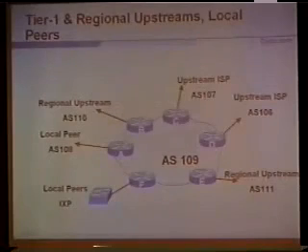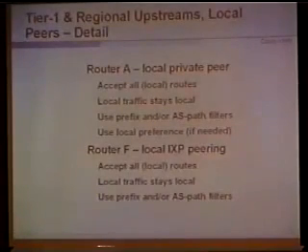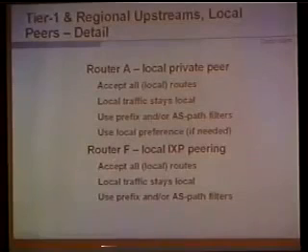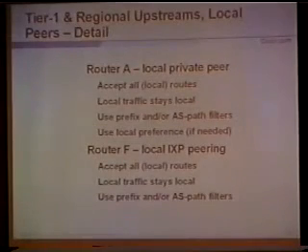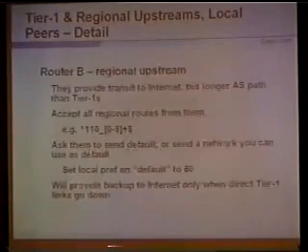So the picture could be something like this. Local peers, regional upstreams, regionals, local exchange point. This is quite common. Now, router A is a local private peer. We accept all local routes as before. It's the same type of configuration. Same with the exchange point. Just accept all the prefixes you get from the exchange point. People don't generally offer transit across exchange points, or they generally shouldn't, so you don't get a large number of prefixes there. Carrying all those in your router is usually no problem.